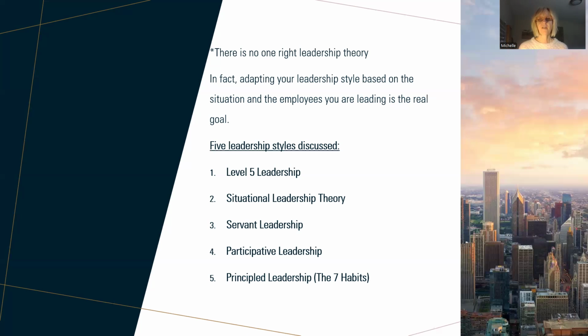So I thought I would highlight 5 different leadership styles, 4 of them that obviously we're not going to talk about in this class. The 5th one, principled leadership, is really about the 7 habits and having principles that guide your decisions. We'll touch on that last, but the other 4, this will be probably your only opportunity to hear about them.